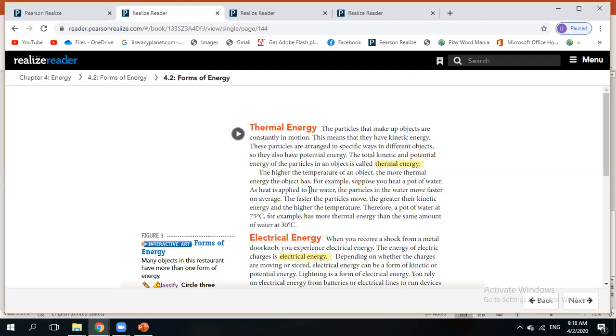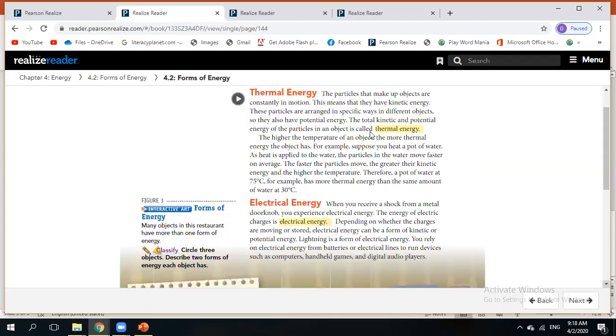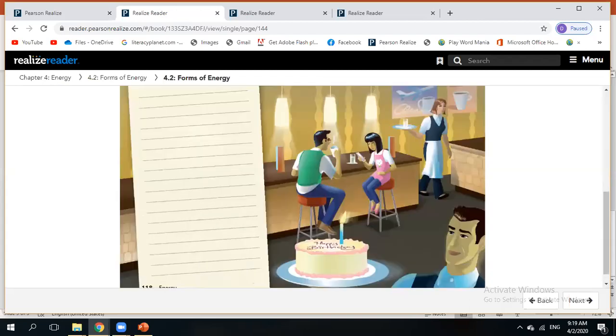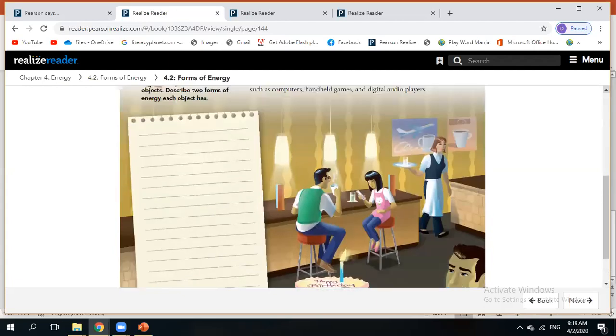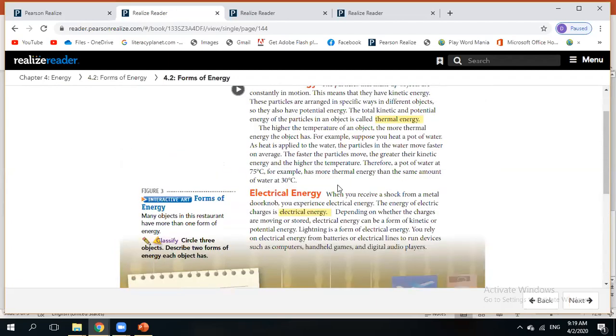Okay, this is thermal energy. Take care, it is the total kinetic energy and potential energy of the particles of an object. Sometimes we say thermal energy is like heat energy. It's okay, but it's not exactly the same. But we say when we apply heat, the object will get more thermal energy. If an object has more thermal energy, it's hotter than another object with less thermal energy.